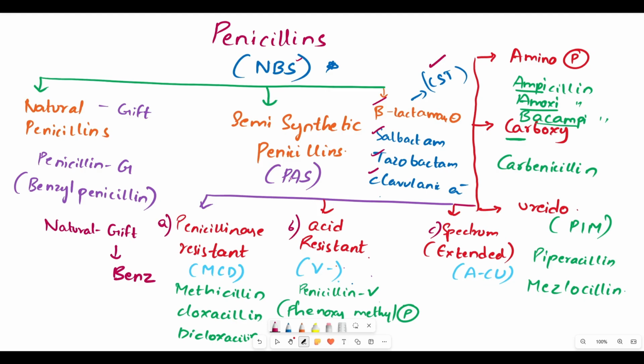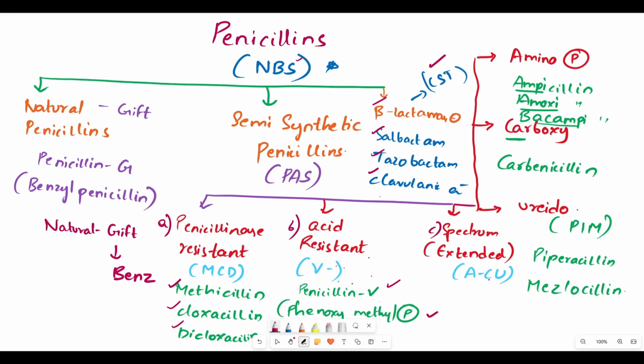Now coming to this first class, that is penicillinase resistant penicillin, remember the term MCD, where M means it is methicillin, C means it is cloxacillin, D means it is dicloxacillin. Coming back to this acid resistant, there is only V, so penicillin V. This is also called phenoxymethylpenicillin. Coming to this last class, the extended spectrum penicillins are further divided into three subclasses.